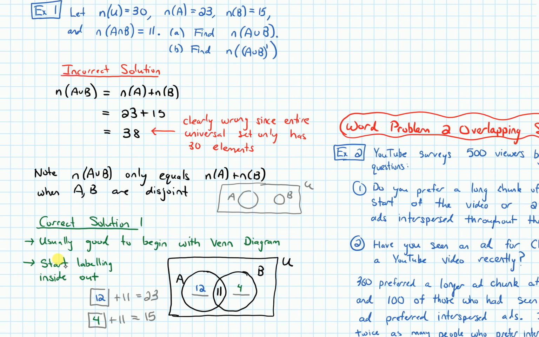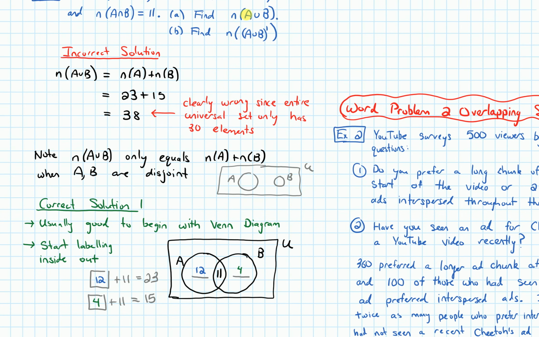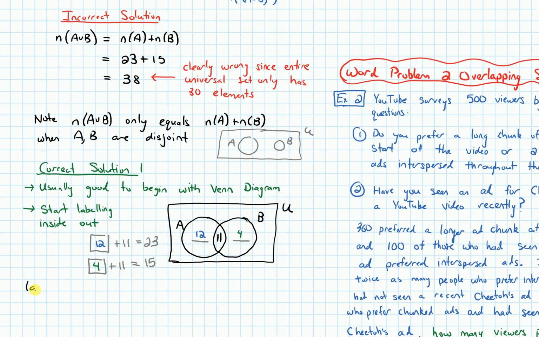So I have enough to answer part A of the question, finding the number of elements in the union of A and B. Okay, so for part A, from the diagram we see that the number of elements in the union of A and B is, if I add up those numbers, 12 plus 11 plus 4, and that gives us 27. And that's the answer to part A.